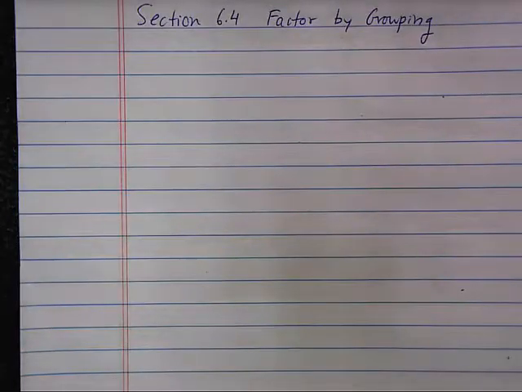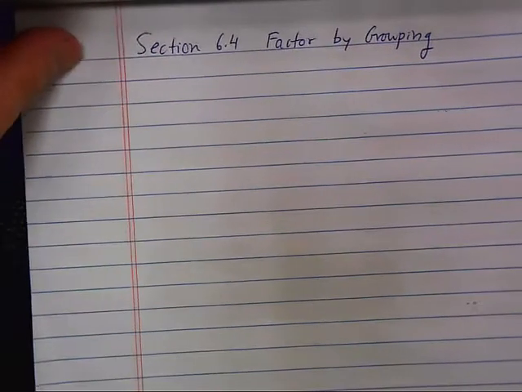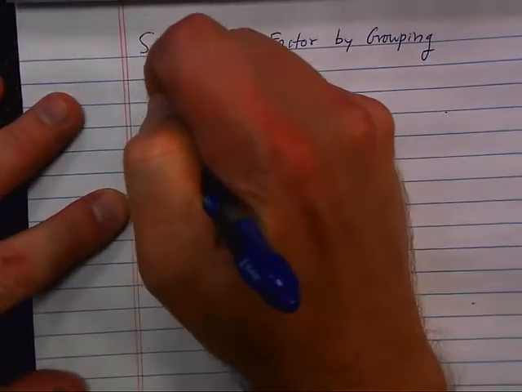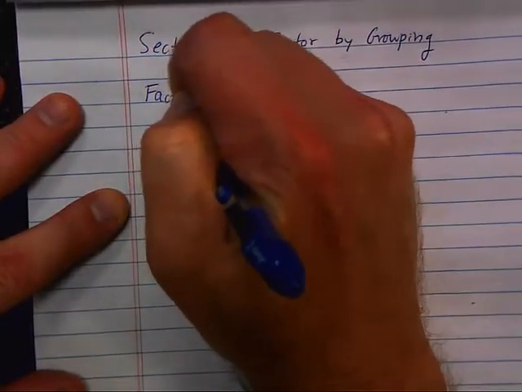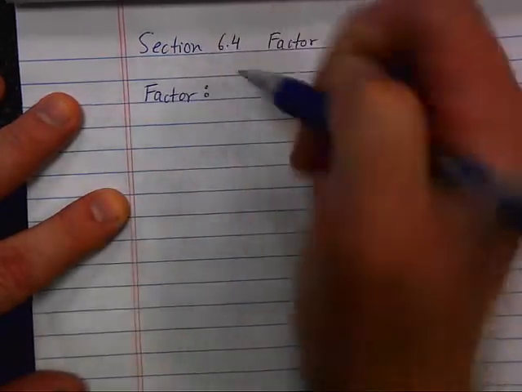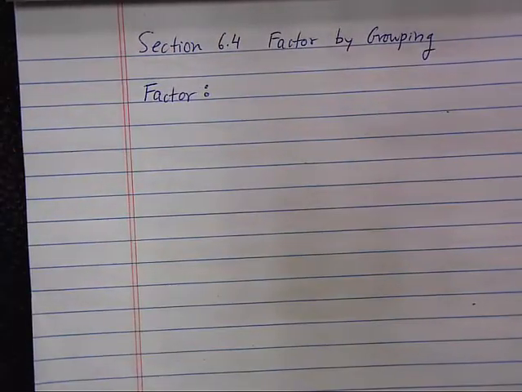Okay, we continue factoring today. Today we're going to cover section 6.4, which is called factor by grouping. Okay, so what you need to start to recognize: you're going to have lots of homework problems where you see the word factor. When you see the word factor, here are the steps you should go through.